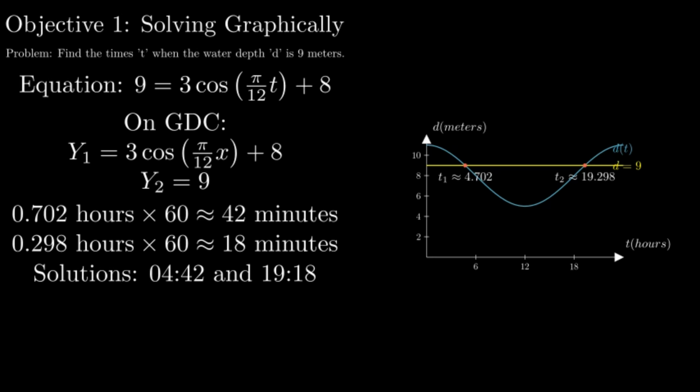So, we've seen how to find solutions graphically by finding the intersection points of two functions. This method is very reliable, especially for complex equations. Now let's move on to our second objective, solving trigonometric equations analytically, or by hand. This requires us to use inverse trigonometric functions and our understanding of the unit circle.